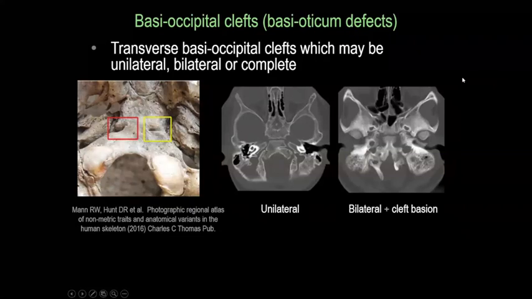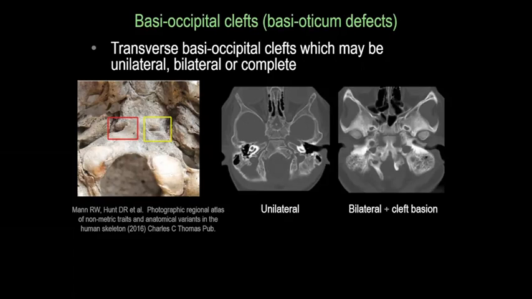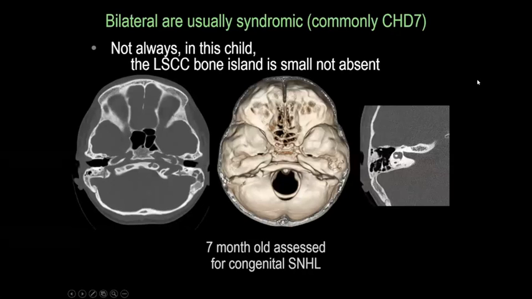Basi-occipital defects or basi-otic defects are transverse basi-occipital clefts, which may be unilateral, bilateral, or complete. Here is what they look like in a specimen. Here is what a unilateral one looks like, and here is what a bilateral one looks like, also in a child who has a cleft basion. Bilateral are usually syndromic and commonly CHARGE.